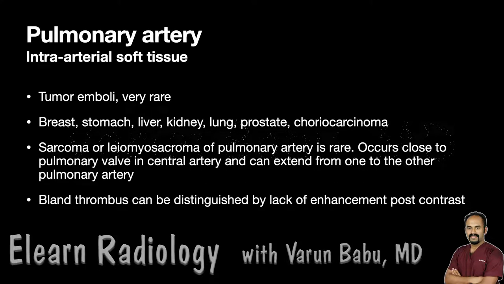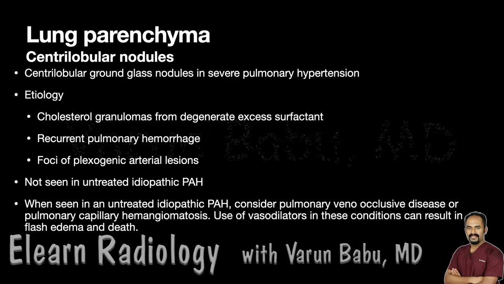Intra-arterial soft tissue is very rare but can occur in the presence of tumor emboli. Primaries usually tend to be the breast, stomach, liver, kidney, lung, prostate, and choriocarcinoma. Rarest of the lot is a primary tumor of the pulmonary artery, which is a sarcoma or a leiomyosarcoma. It tends to occur close to the pulmonary valve in the central artery and can extend to either of the branches, the left and the right. A bland thrombus is distinguished by the lack of its enhancement post-contrast administration.